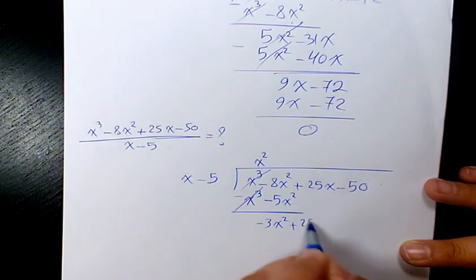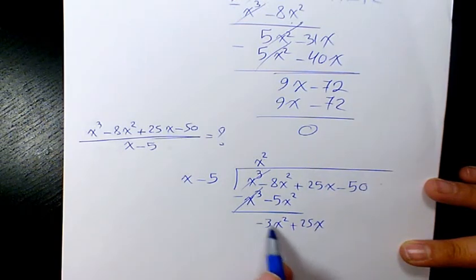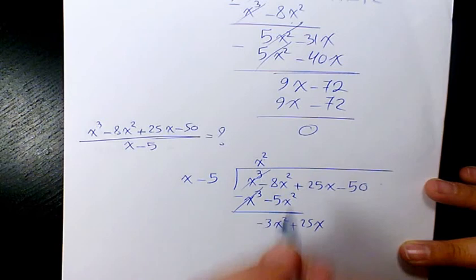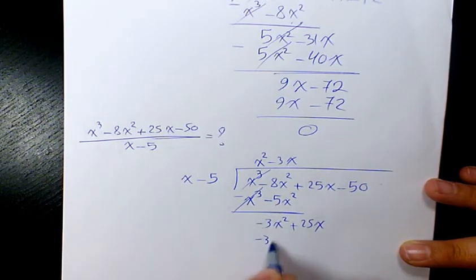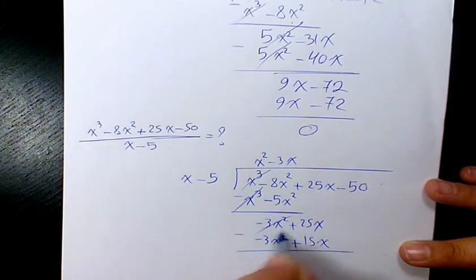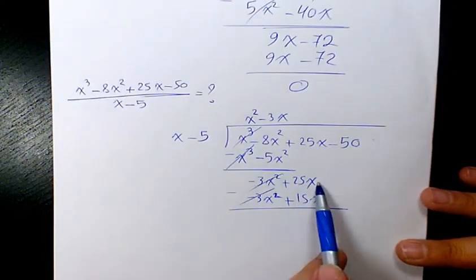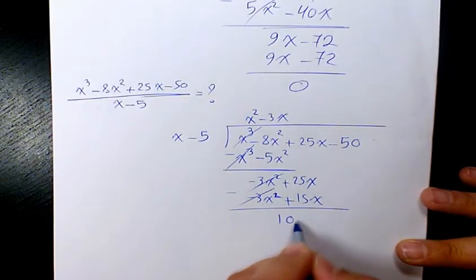Bring the next number down, 25x. Negative 3x squared divided by x will be negative 3x. Negative 3x times x, negative 3x squared. Negative 3x times negative 5 is going to be positive 15x. Subtract, it's going to be 0. 25x minus 15x is going to be 10x.